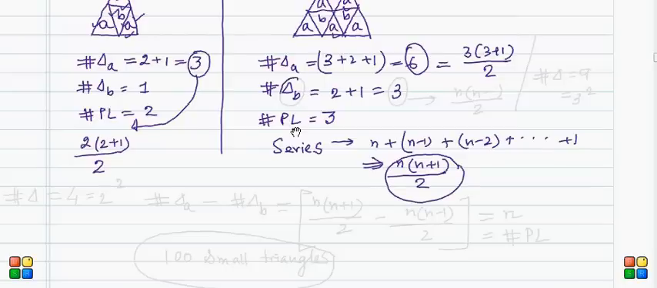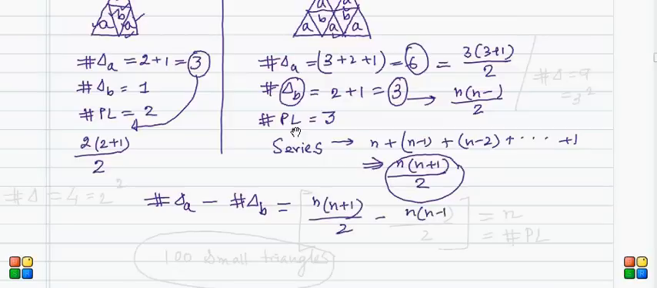Similarly, for the number of triangles with label B, this number can be shown to be n into n minus 1 by 2, by simply adding up the numbers as part of the series. So the difference between the number of triangles with label A and the number with label B is n into n plus 1 by 2 minus n into n minus 1 by 2, and if you compute this it is equal to n, which is really the number of parallel lines.